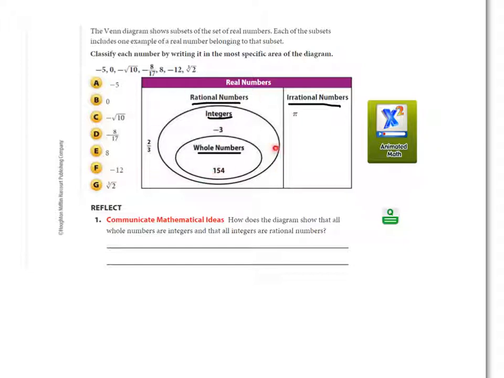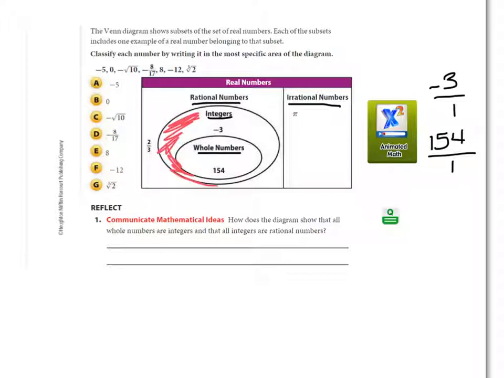It is also considered rational, because -3, if I wanted to, I could write that as a fraction by going -3 over 1. Same thing with 154. I could write it as 154 over 1. So whole numbers and integers are also called rational. Now, there are whole numbers that are also integers, but not every integer is a whole number. So to be an integer and not whole, it needs to fit into this circle.